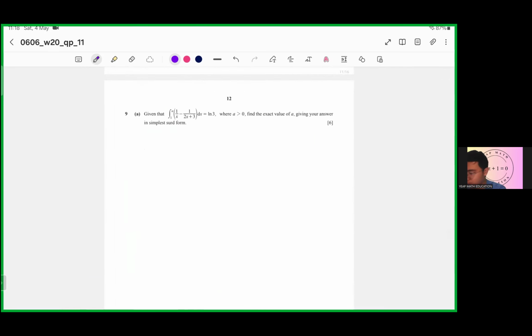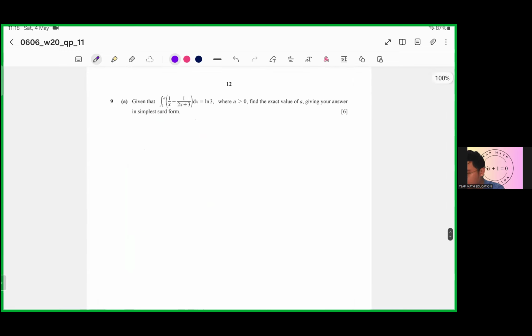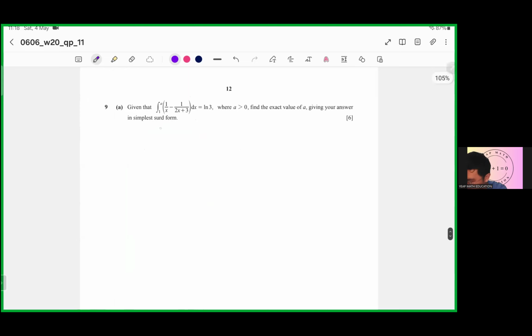Okay, question 9. Given that the integral from a to 1 of (1 over x minus 1 over 2x plus 3) dx equals ln 3, where a is more than 0, find the exact value of a, giving your answer in surd form. So now we integrate from a to 1 of 1 over x minus 1 over 2x plus 3, bracket dx, equals ln 3.